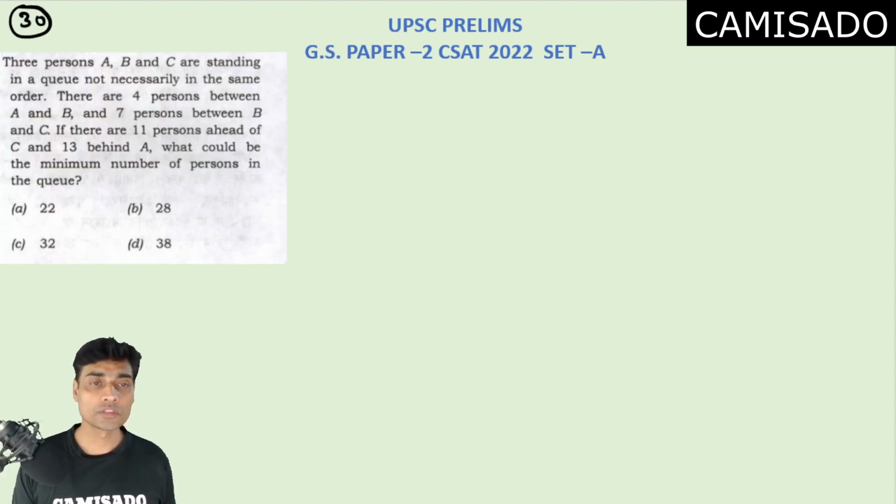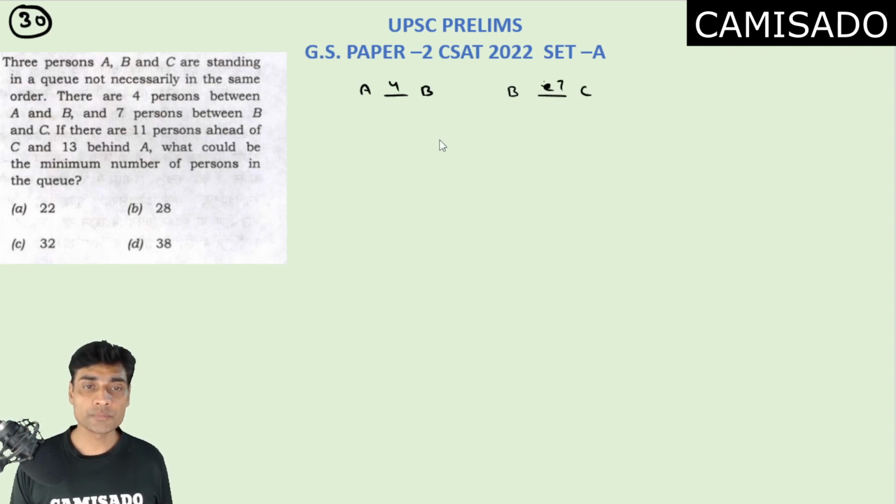So now next, question number 30. 3 persons A, B, C are standing in a queue, not necessarily in the same order. There are 4 persons between A and B, and 7 persons between B and C.